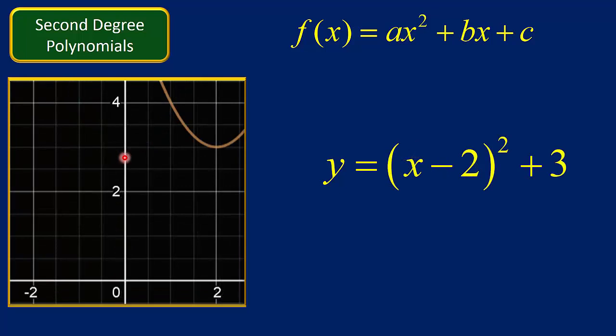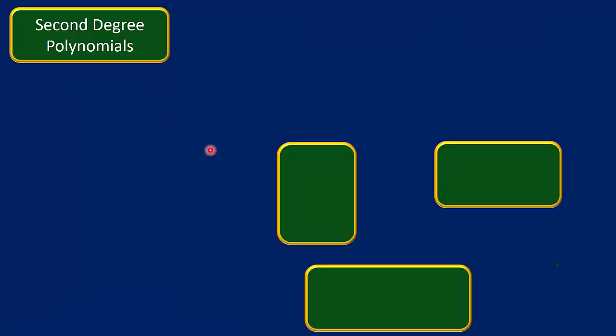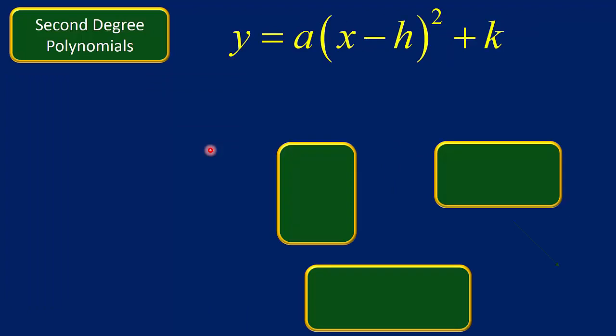Now, notice we could get a horizontal shift by putting a -2 in here with the x. So instead of just x squared, we have (x minus 2) squared. So now we have a polynomial that has been shifted up 3 units and then to the right 2 units. And that's the vertex. Now, let's suppose that we have a second-degree polynomial in this form. I'll call this the vertex form of the polynomial.